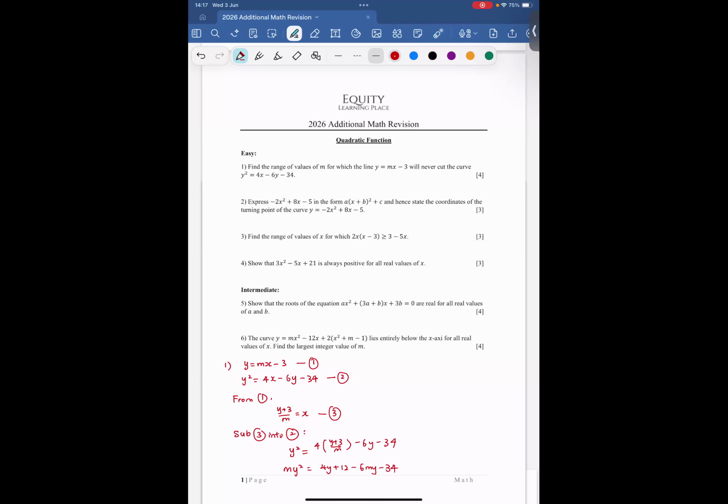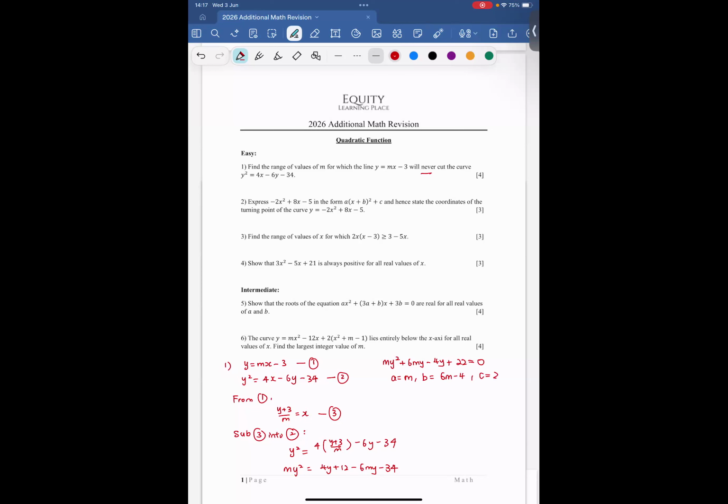What you need to do is arrange into your ax squared plus bx plus c equals to 0. So this is plus 6my minus 4y plus 22 equals 0. So your a in this case is m, your b is 6m minus 4, and your c is 22.